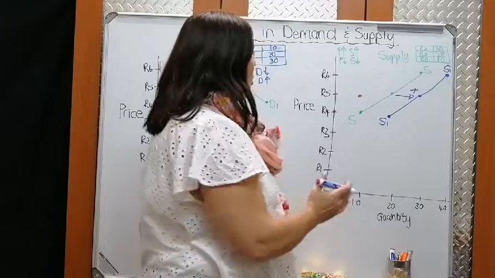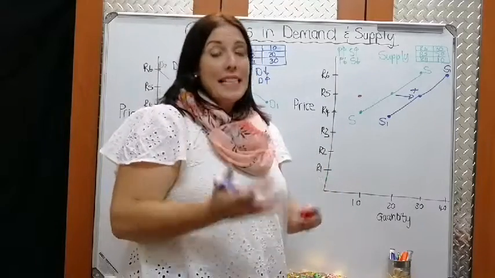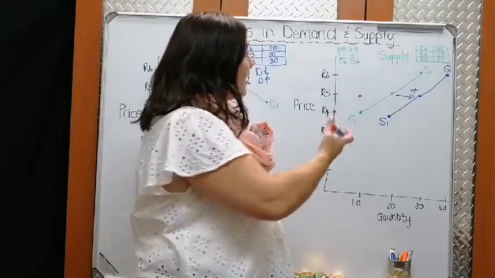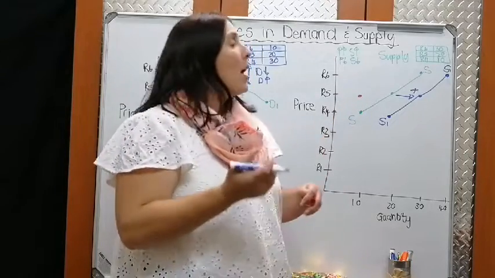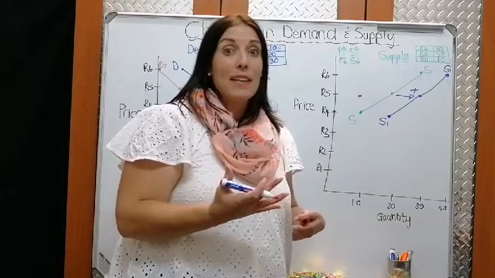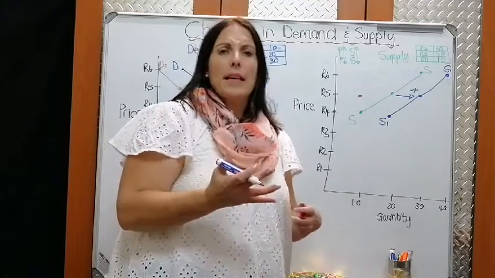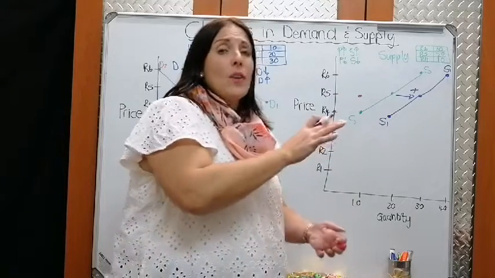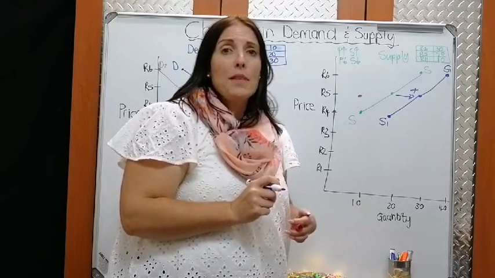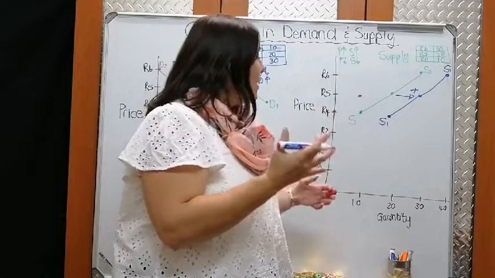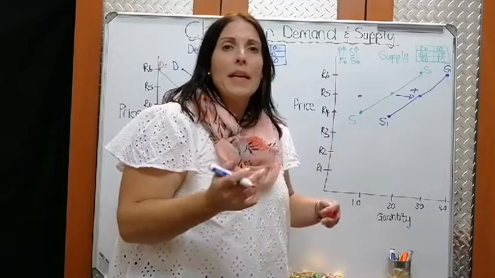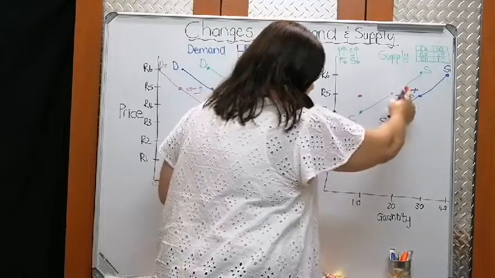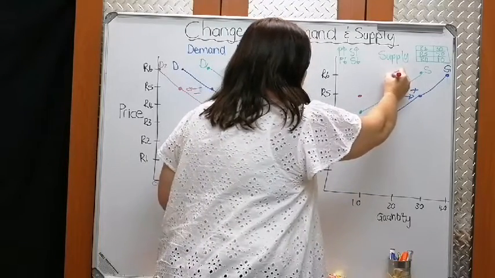Okay, last scenario, if a packet of chips is 6 Rand in the market, and previously in my original curve, I was prepared to supply 30 packets of chips to the market because I was making quite a nice amount of profit. But now, as a result of the increase in my cost of raw materials, I will only be prepared to supply 20 packets of chips at 6 Rand. So can you see 6 Rand, 20 units, more or less there.